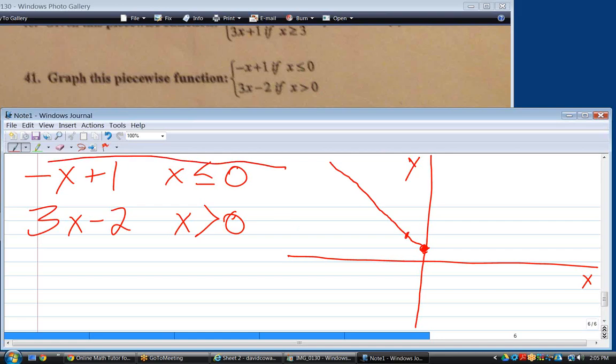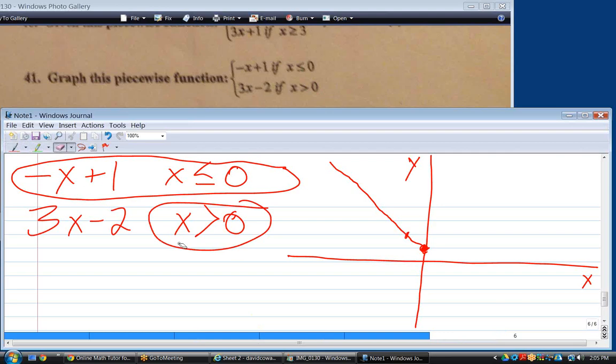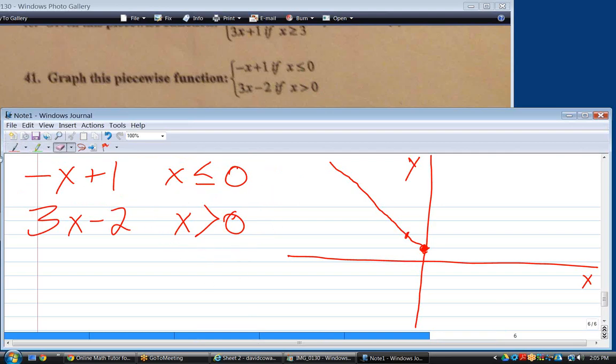That is the graph of that part of the function. And it's a closed dot because that's where the less than or equal to is. This one's going to have the open dot. Where do I start the bottom one? At -2. Good. With an open dot. What's the slope here? You could go up 3 over 1 to the right. Good. Connect those two lines. There's the graph of this function.